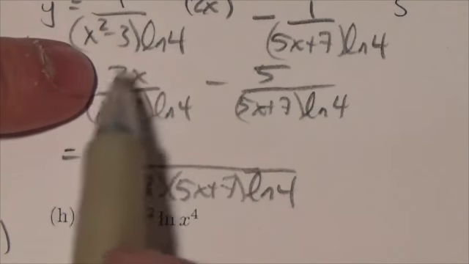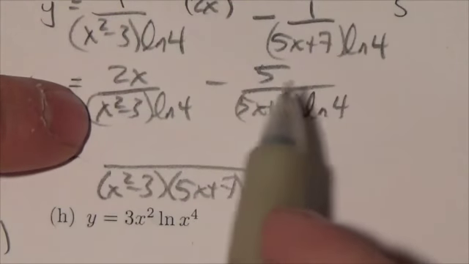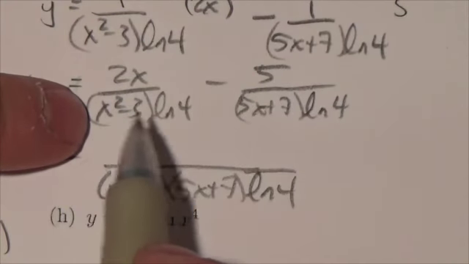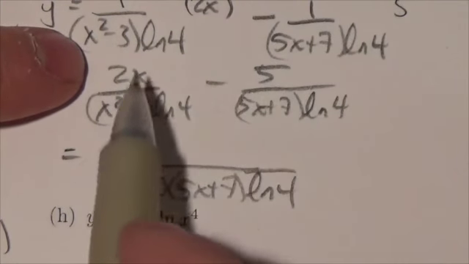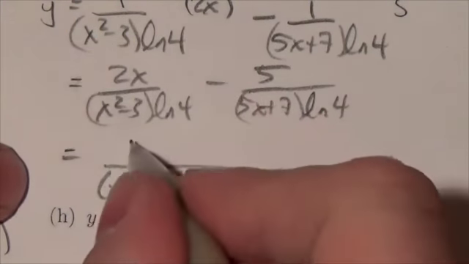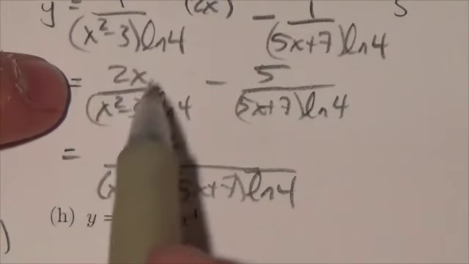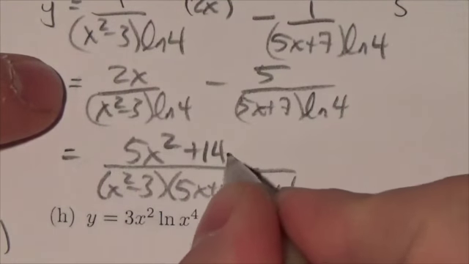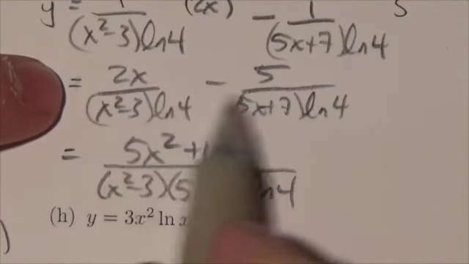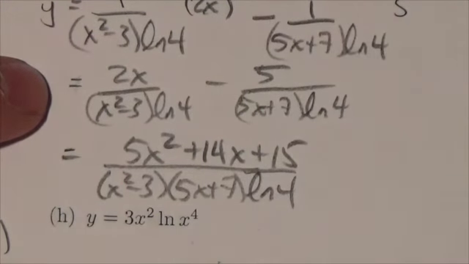So that's going to leave me with a 10x squared. Now, I have to multiply this by x squared minus 3, so I'm going to distribute that through. It's going to be minus 5x squared. So 10x squared minus 5x squared will be 5x squared. I had to multiply this by 7, so this will become plus 14x. And then I had to multiply this by that negative 3, so this will become positive 15.